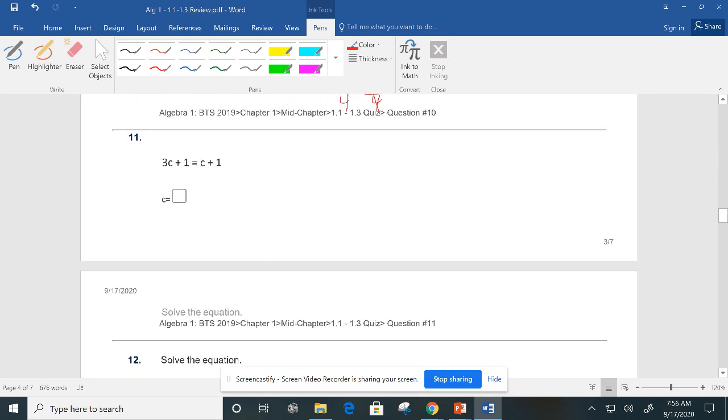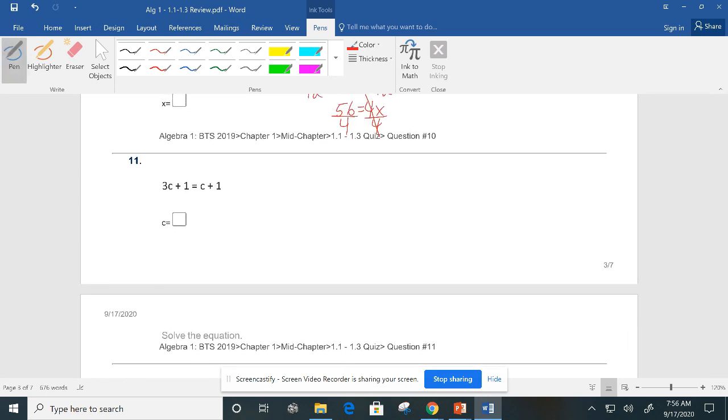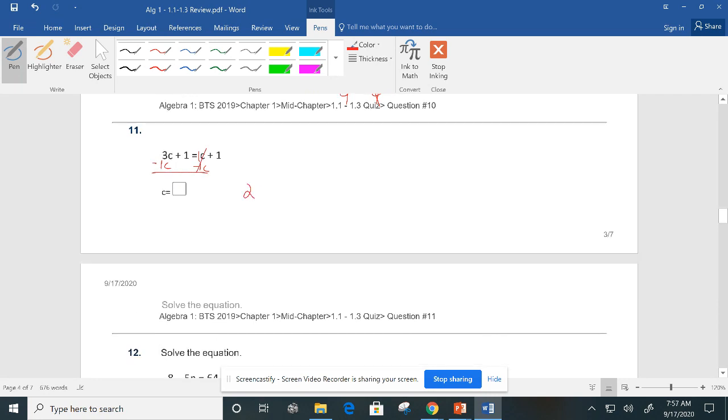We've got variables on both sides. There's really a 1 right here with my c. So let's subtract that 1c. I like to collect my variables on my left-hand side. So 3c minus 1c is 2c. So now I've got 2c plus 1 is equal to 1. Subtract 1 from both sides now, and I've got 2c is equal to 0.